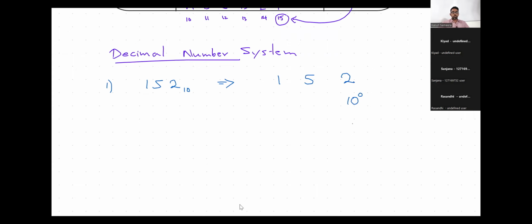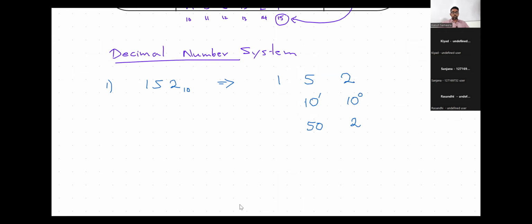5 represents the tens, meaning 10 to the power 1. 10 times 5 is 50. You already know these things, but I'm writing it with the weighting factor. 150: 5 represents 50, not just unit 5.